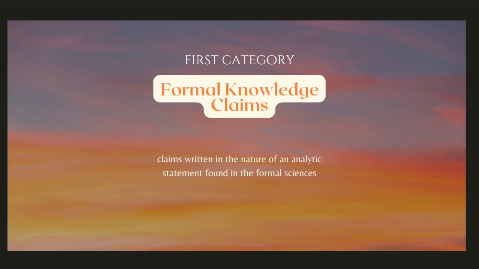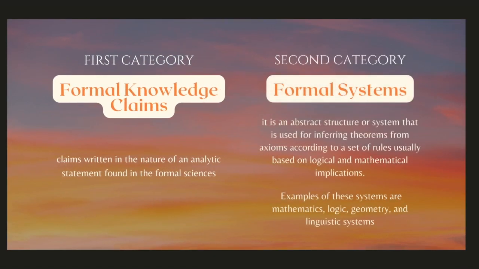So, formal knowledge claims are claims written in the nature of an analytic statement found in the formal sciences, and examples of these are mathematical coherence and logical coherence, while formal systems are an abstract structure or system that is used for inferring theorems from axioms according to a set of rules, usually based on logical and mathematical implications. Examples of these are mathematics, logic, geometry, and linguistic systems.